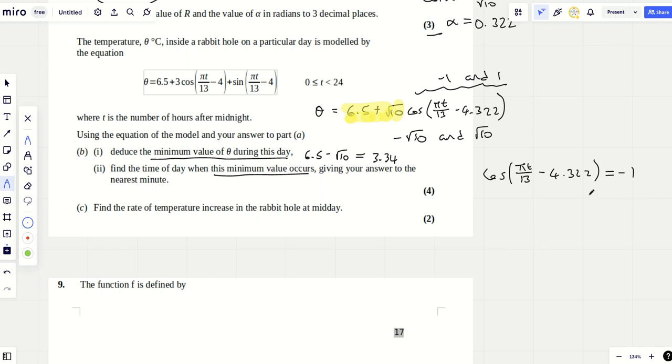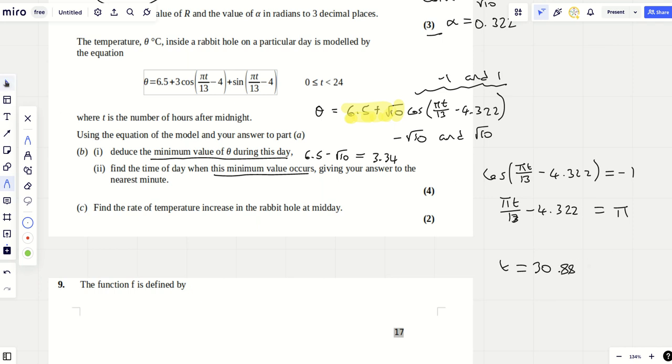That's what we want. Now, when you do inverse cos on that, it's very easy to get this wrong because you do inverse cos and you get pi. Cos of pi is -1. If you rearrange that, you'll get a value for t, and I can't remember what t works out to be, but it is wrong, but I'm going to do it anyway just to show you why it's wrong. Pi plus 4.322, enter, times by 13, divided by pi. Okay, I get t equals 30.88 doing it like that.